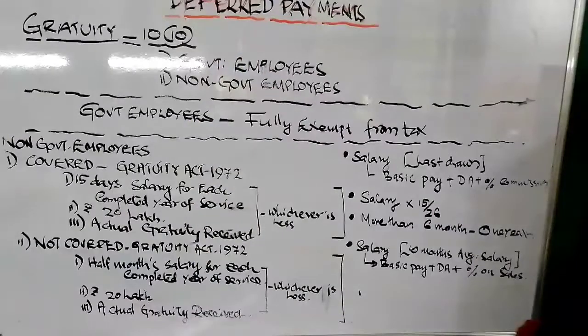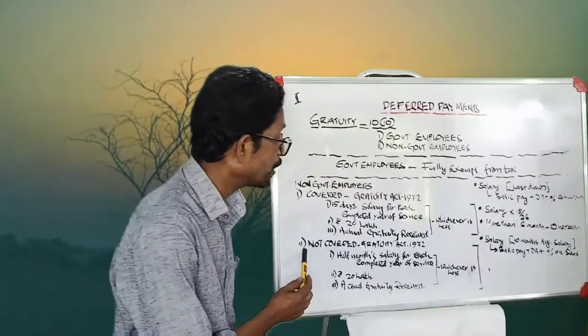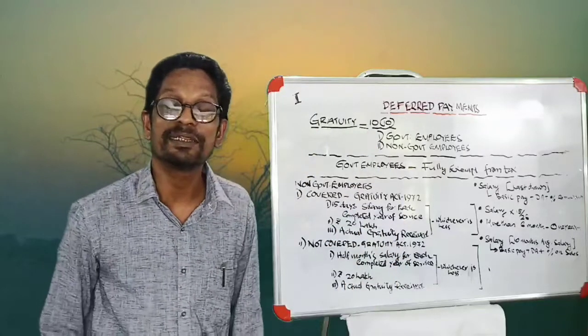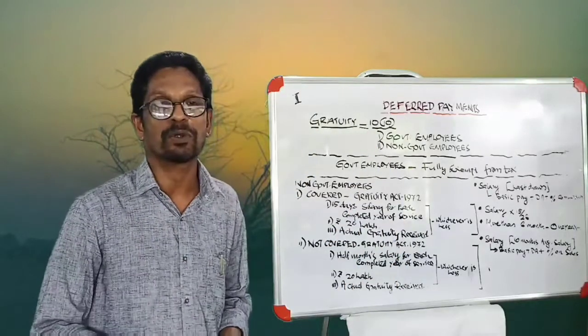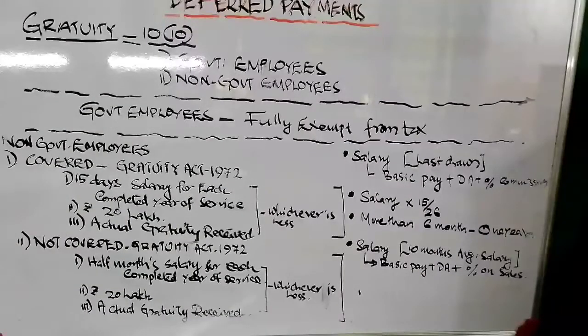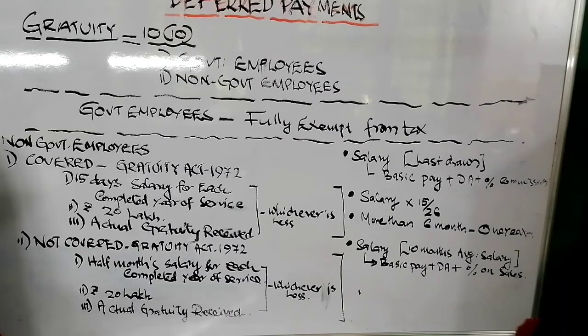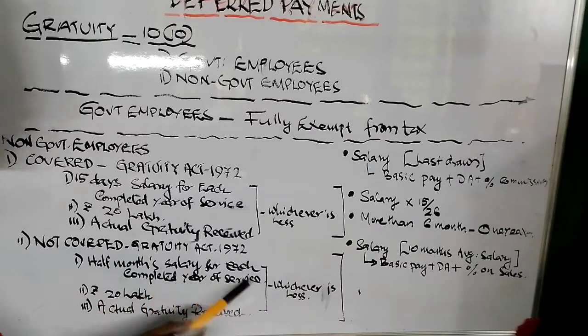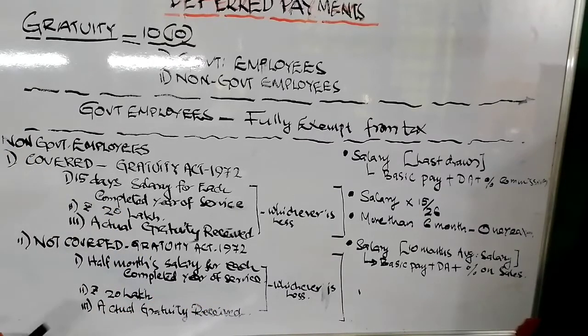That covers the first category. Now the second category: the employees who are not covered by the Act of 1972. In this case also, the Act mentions three important conditions or figures. Out of these, the least figure will be exempted from tax. These three items are half month's salary for each completed year of service, second rupees 20 lakh, and the actual gratuity received.